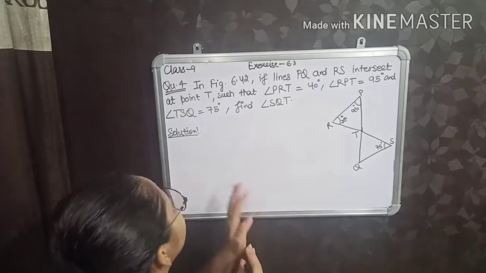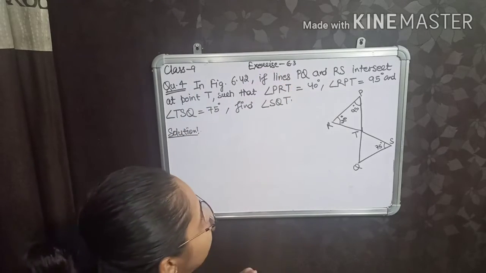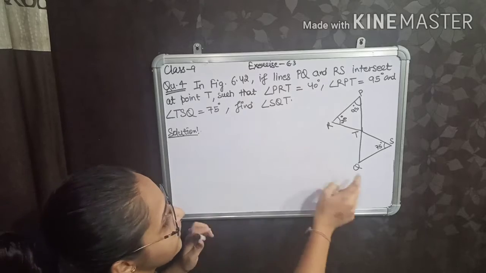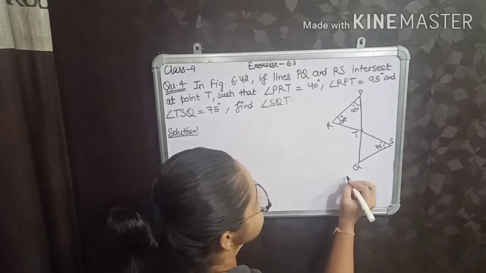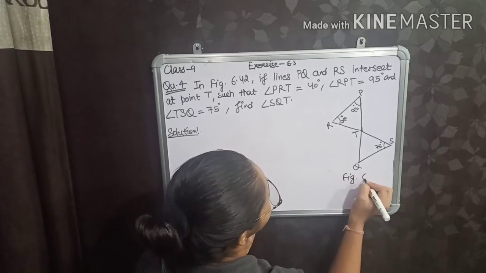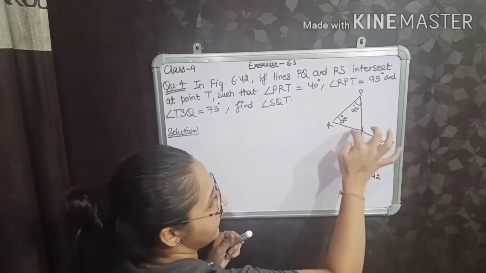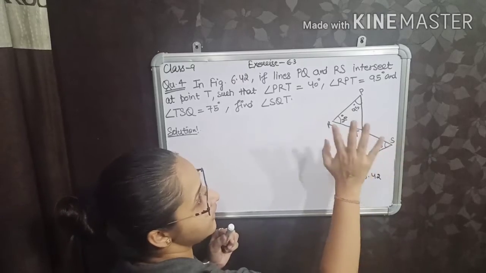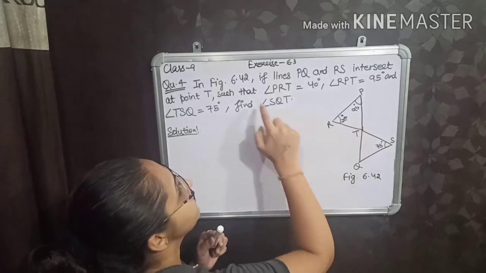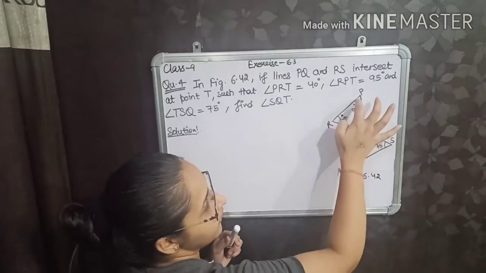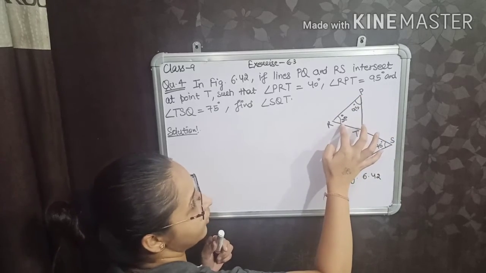Now let's solve question 4 of exercise 6.3. Question 4 is in figure 6.42. This is figure 6.42. Lines PQ and RS. This is PQ and this is RS. These two lines are intersecting at a point T such that angle PRT, this angle is 40 degree.